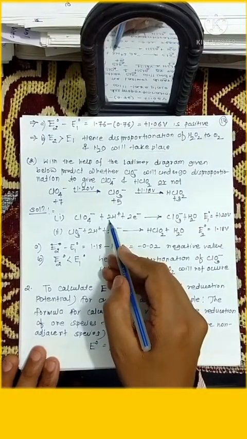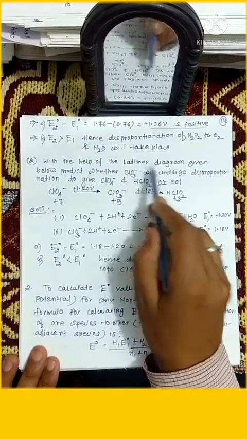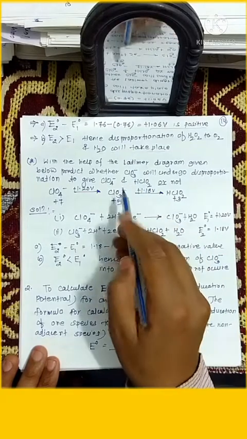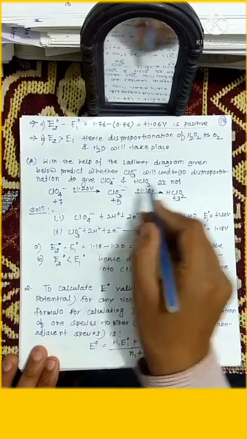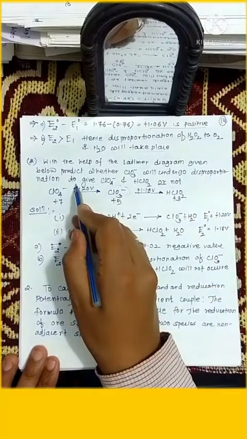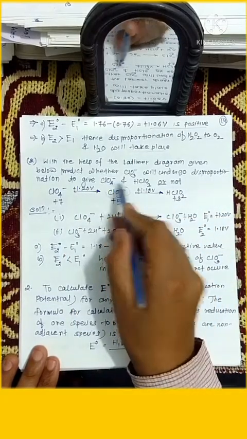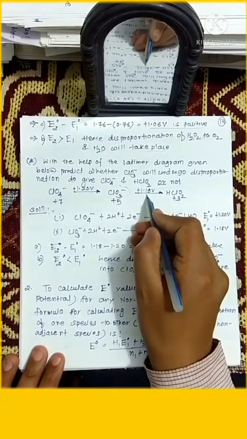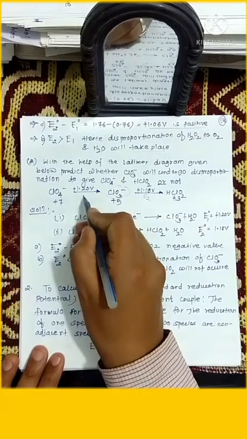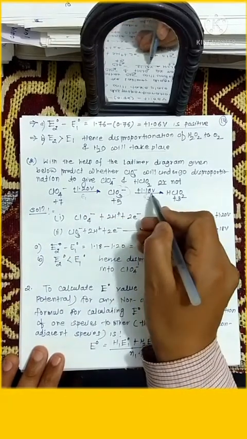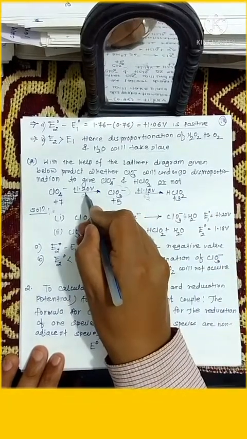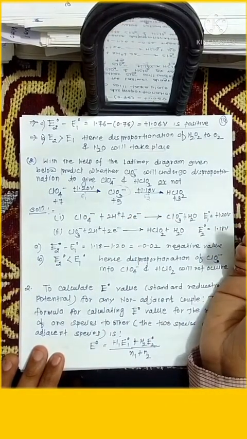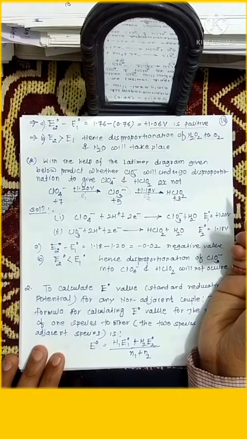Now we are going to solve the second numerical with the help of the Latimer diagram given below. Predict whether ClO3 minus will undergo disproportionation to give ClO4 minus and ClO2. So just see, this is your E2 and this is your E1, this is your E2 0, this is your E1 0. So simply see the value of E2 and E1.